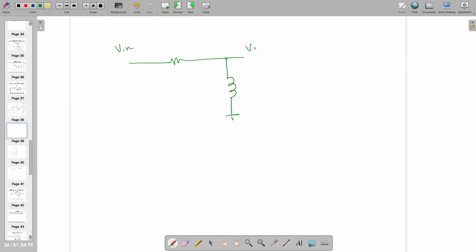Okay. So tell me, what kind of filter is it? It's high pass. How did you find out it's high pass? Because at omega equal to 0, what is happening? At low frequency it was short. Short. Okay. But what is happening at infinity?